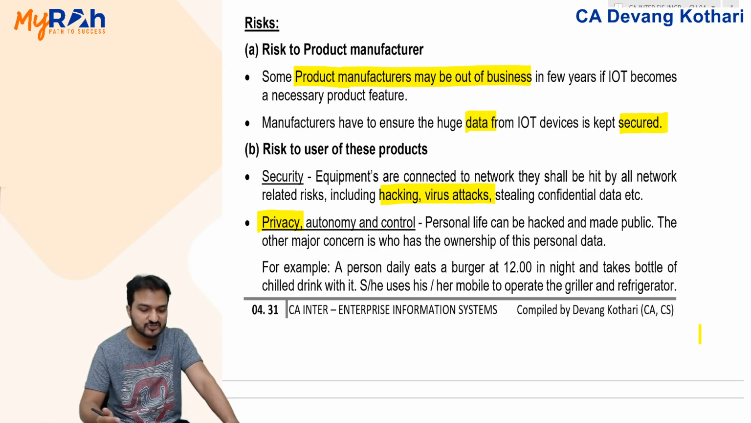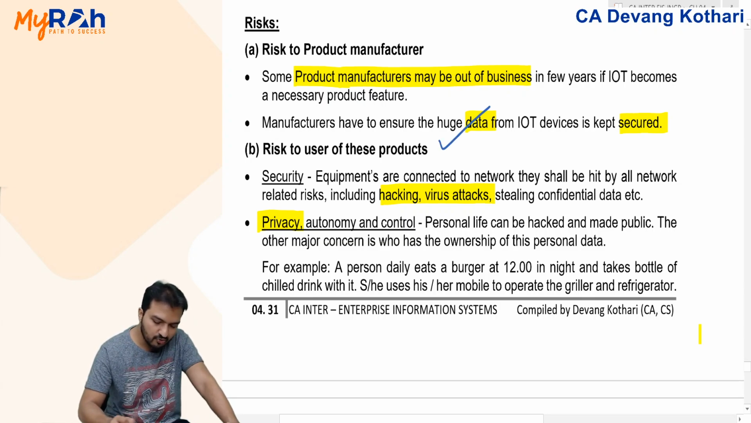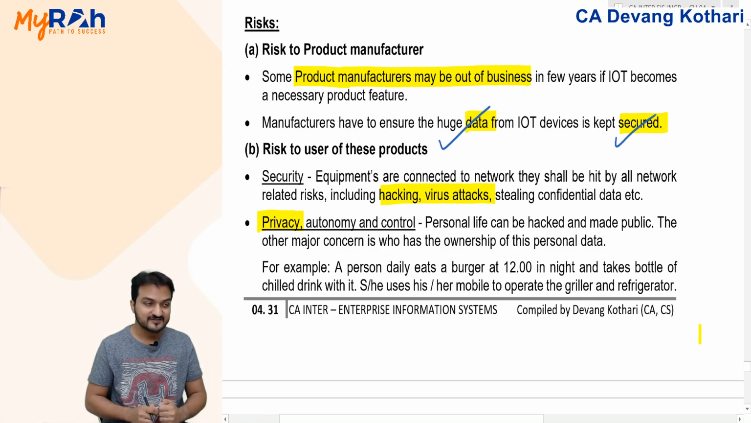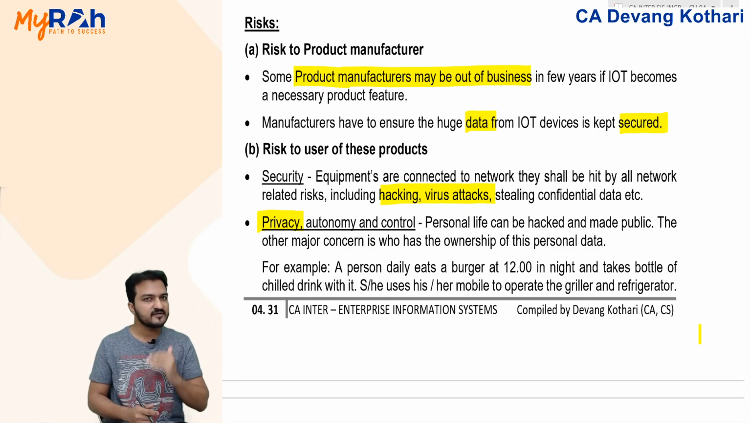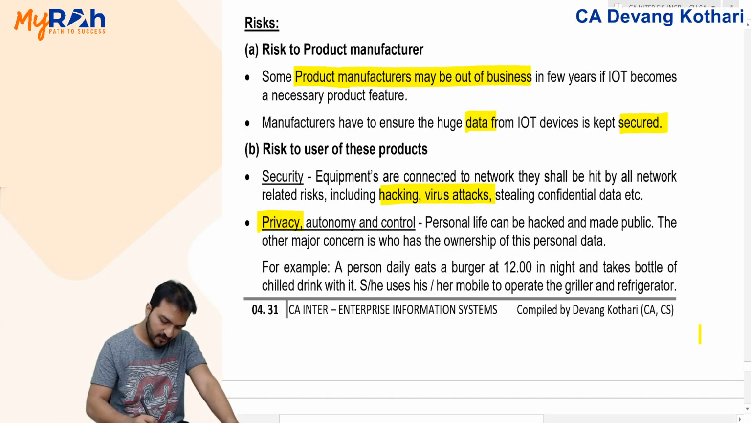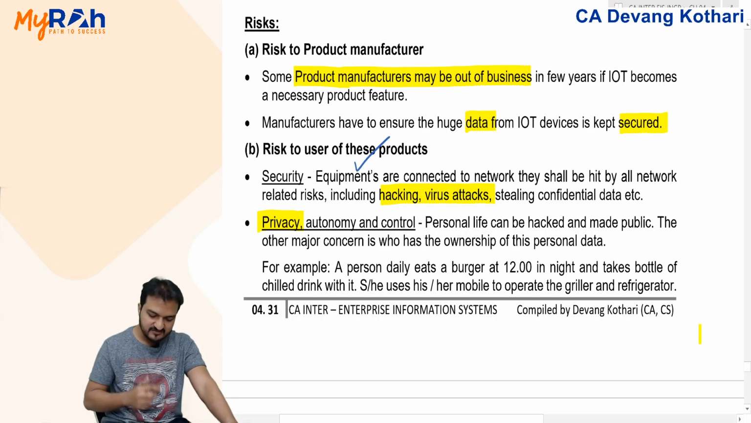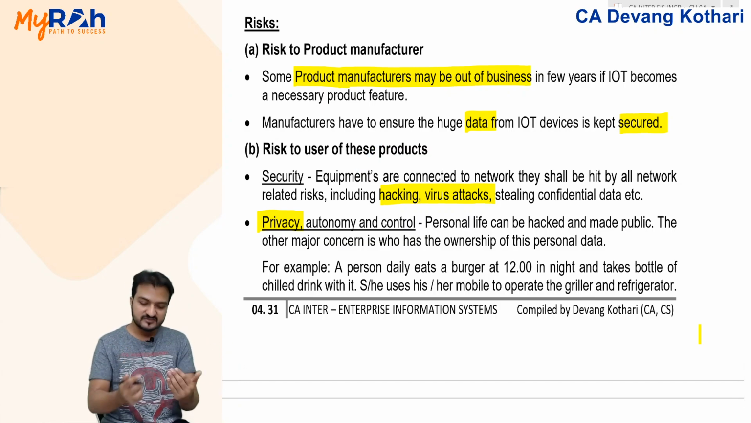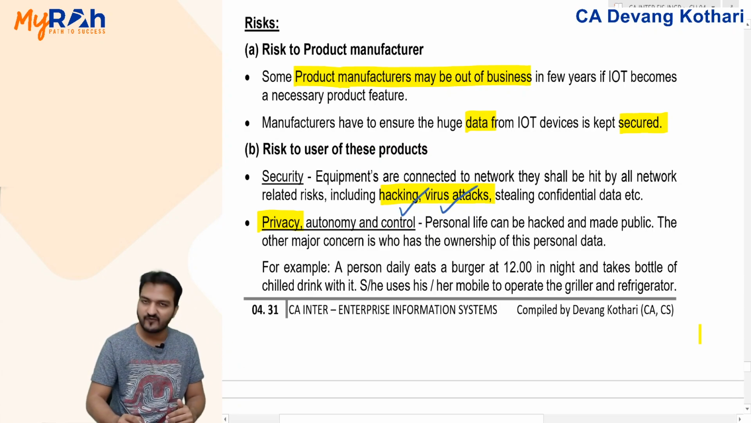Because they are manufacturing routine products. Plus there is a huge amount of data collected from the IoT devices, so the server needs to ensure that this data is kept secure. That is a risk. The risk to the user is that if my devices have an internet connection, then these devices are also now subject to hacking and viruses.